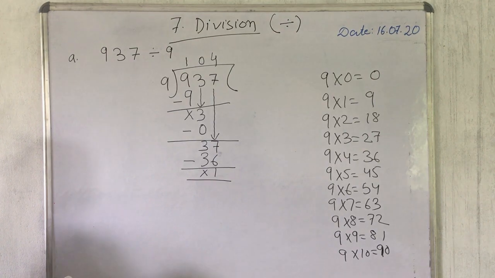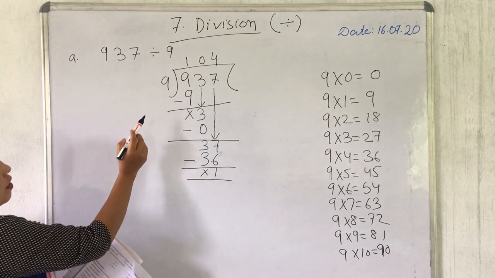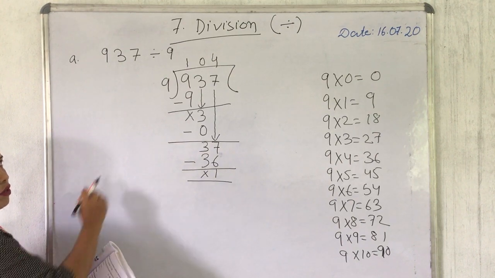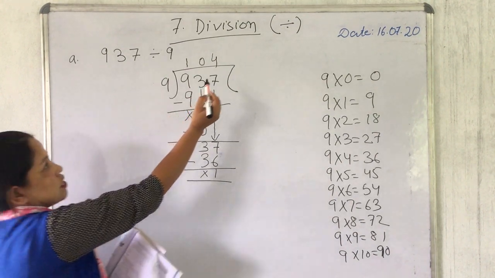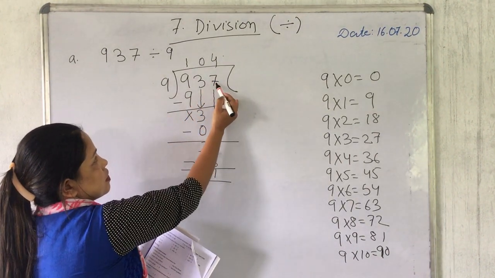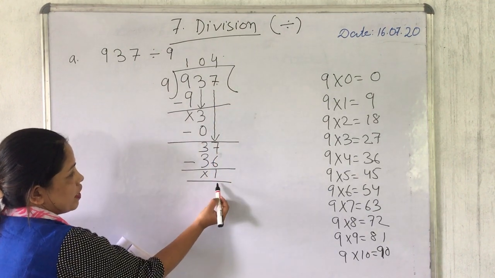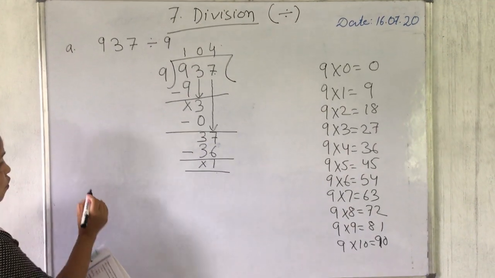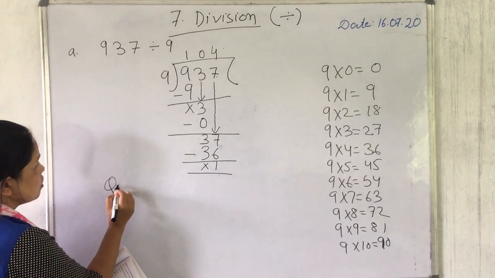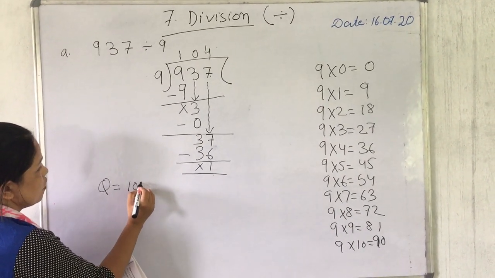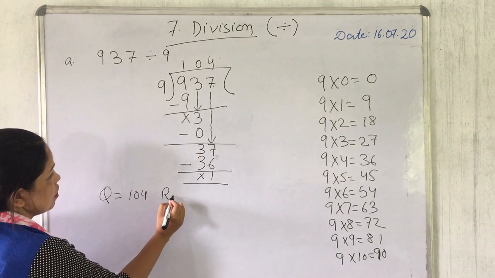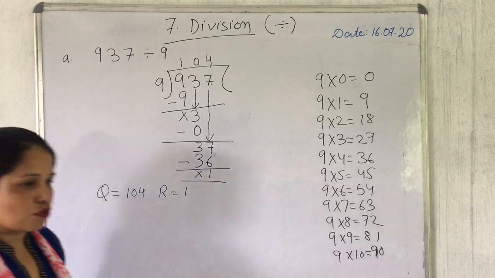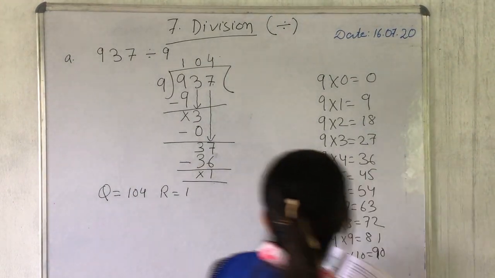Okay, children? So look here, this 9 is called the divisor. Okay, this is the divisor, this is the quotient, and this is the dividend. And the remaining one, this is the remainder. Is that clear? So here quotient equals 104 and remainder equals 1. Got it? Now let's do one more.